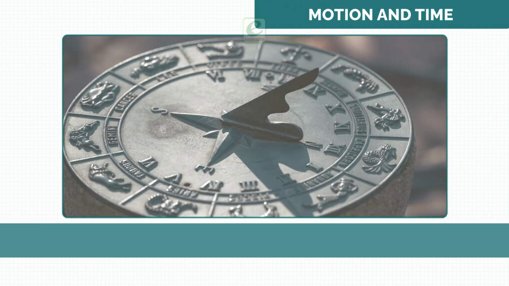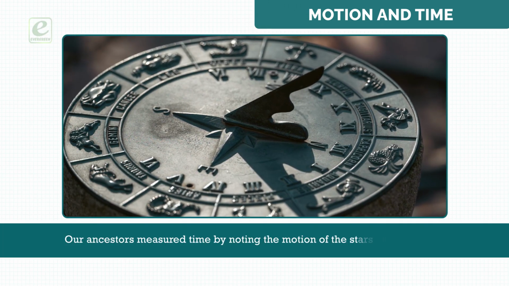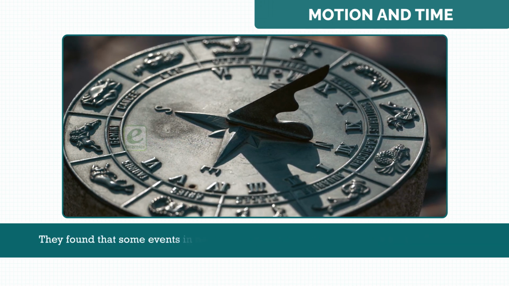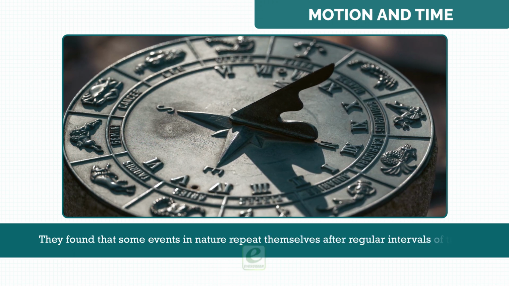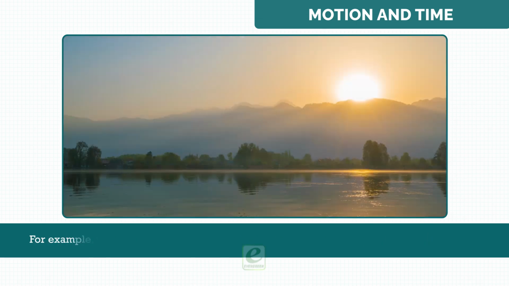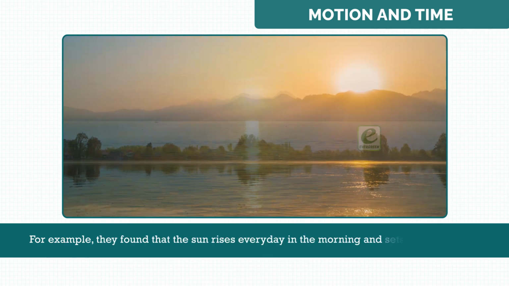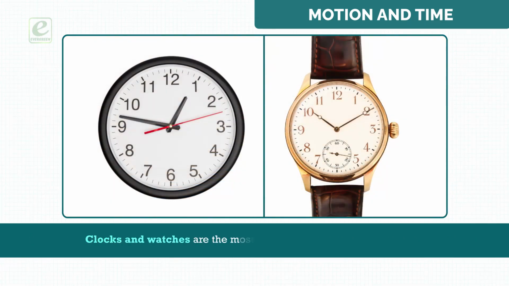Measurement of time. Our ancestors measured time by noting the motion of the stars and the earth. They found that some events in nature repeat themselves after regular intervals of time. For example, they found that the sun rises every day in the morning and sets in the evening. Clocks and watches are the most common time measuring devices.